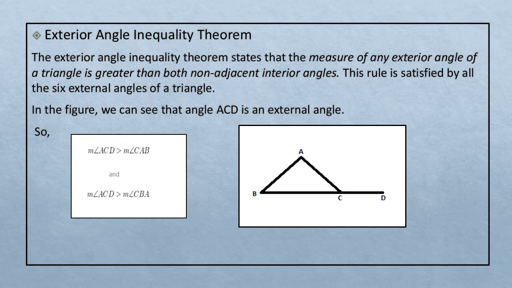Exterior angle inequality theorem. The exterior angle inequality theorem states that the measure of any exterior angle of a triangle is greater than both non-adjacent interior angles. This rule is satisfied by all the six exterior angles of a triangle. So in the figure given, we can see that angle ACD is an exterior angle. So the measure of angle ACD is greater than the measure of angle CAB, and the measure of angle ACD is greater than the measure of angle CBA.